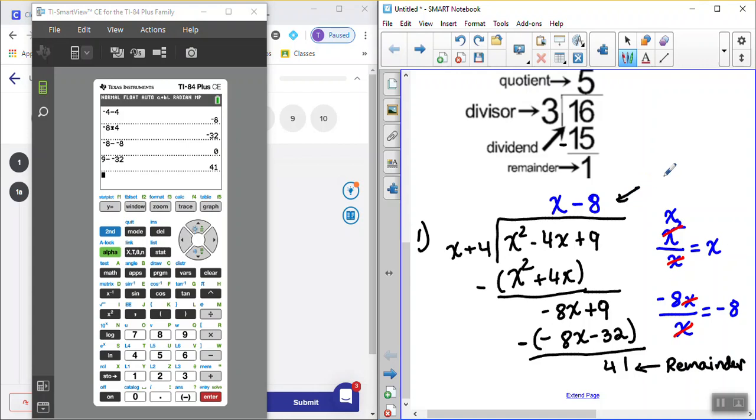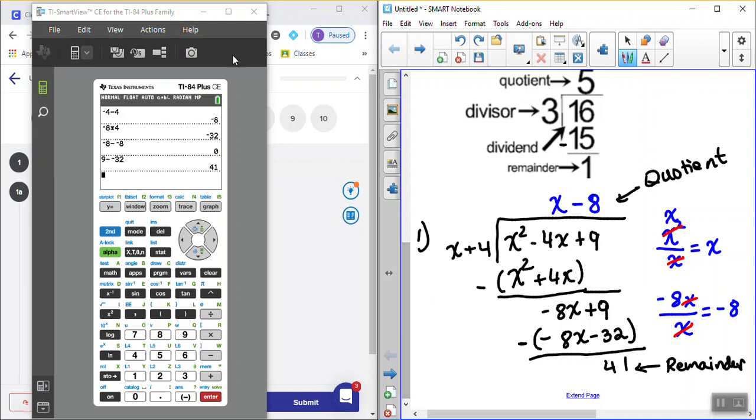This is my answer, so we call this the quotient. You don't really need to know the vocabulary for when you're writing the problem, but it's nice to just see the different parts, okay? And these two are the more important parts because these are your answers.